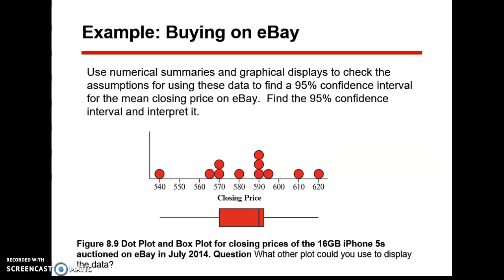So now here's a graphical display to check the assumptions. Does this look like it might be a normal distribution? Well, it kind of seems to be centered around 580 or maybe 590. So that looks fairly reasonable. And if you see the box plot at the bottom, you see a line there. That line is the median, I believe. So that's a measure of center. It seems to be centered around 590 if we're using the median.